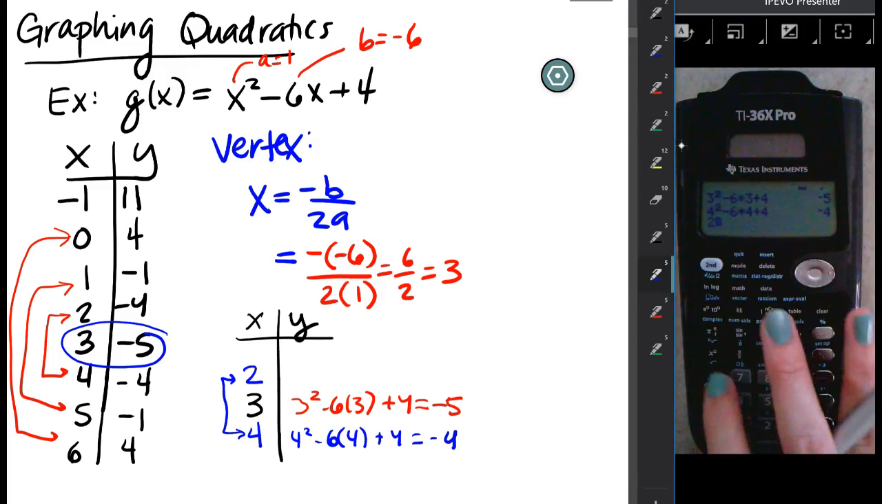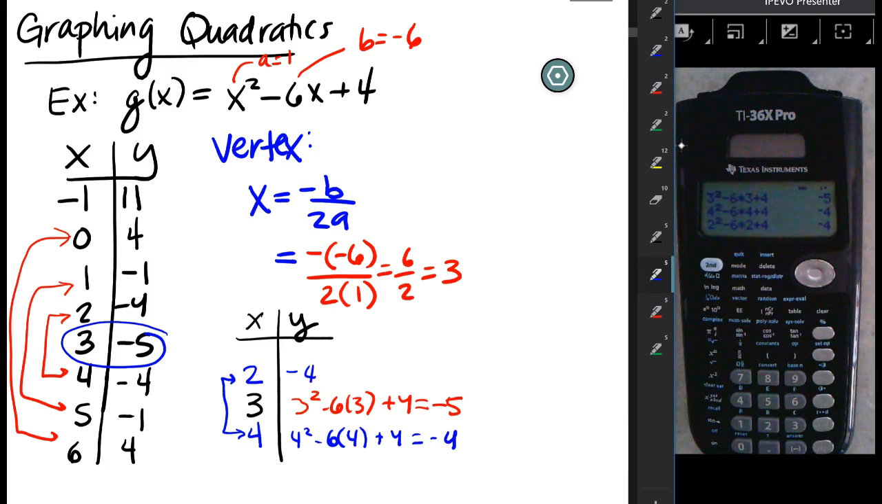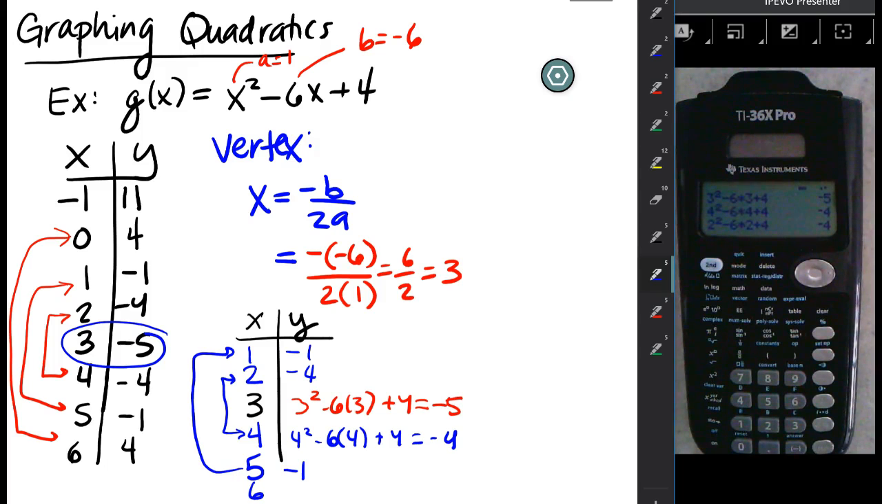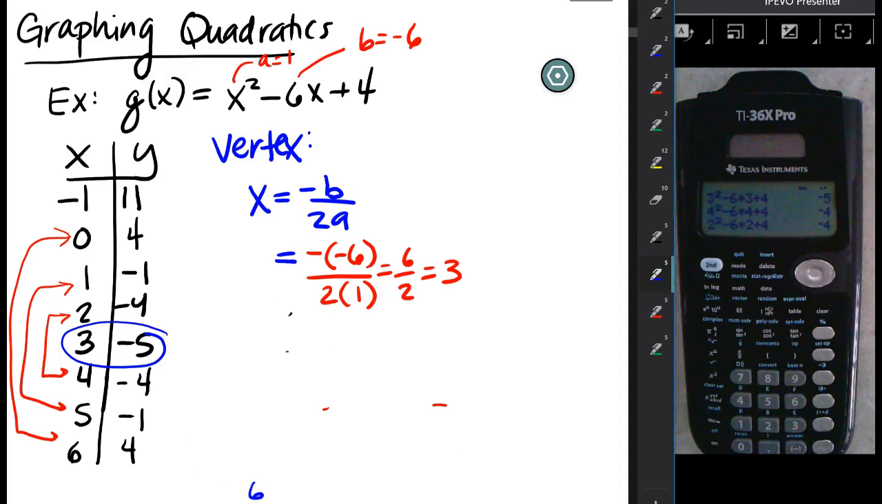So we do 2 squared minus 6 times 2 plus 4. And we'd verify, okay, this is negative 4. This is definitely the vertex. We feel very good. And now when I plug in 5, when I plug in 6, I know that whatever answer I get here is also going to be the answer on the left-hand side. So that's how you would set it up if you don't have the table in your calculator.